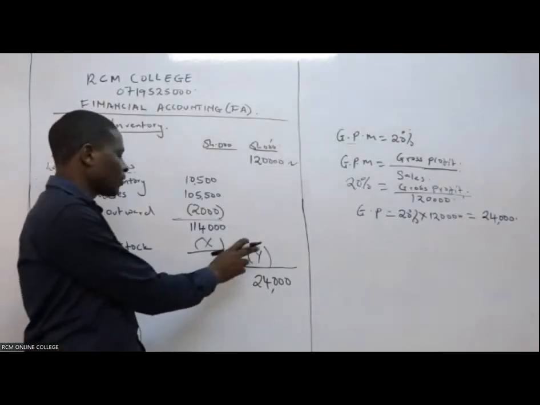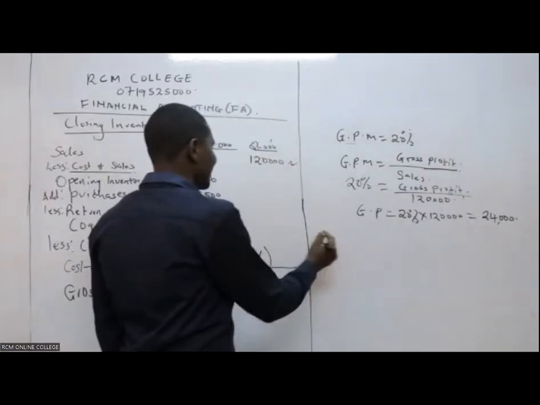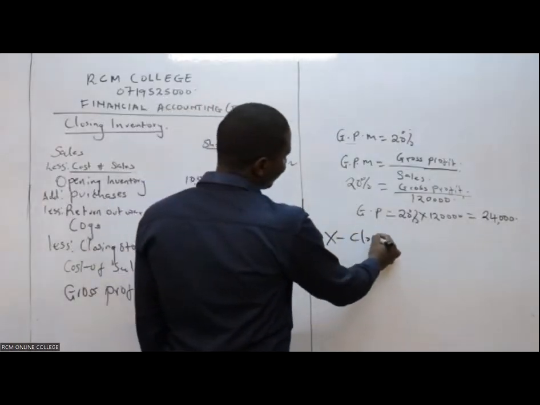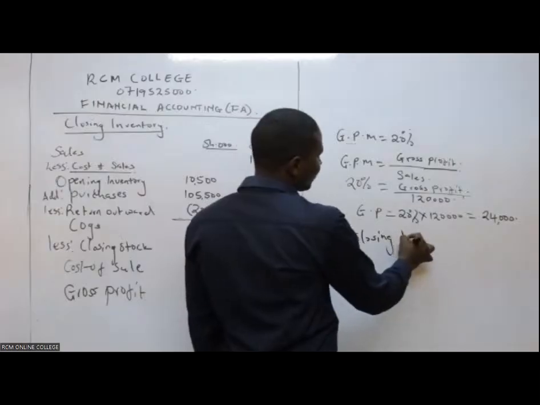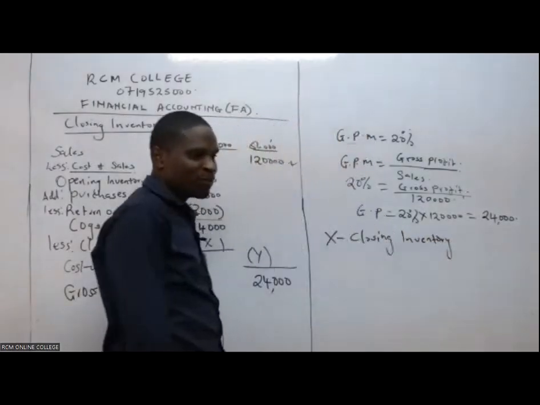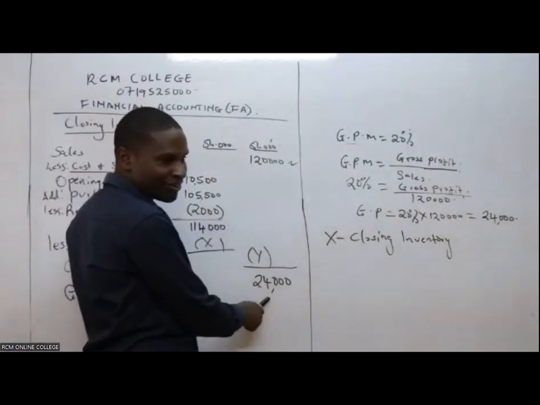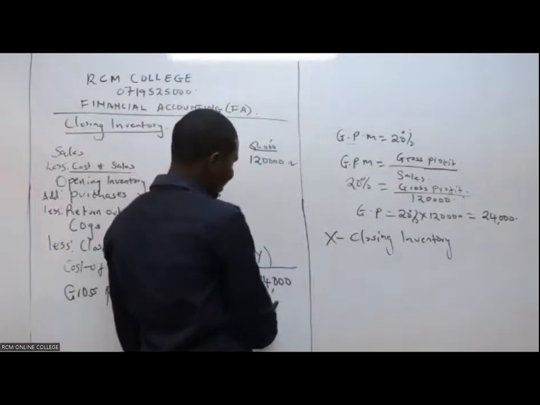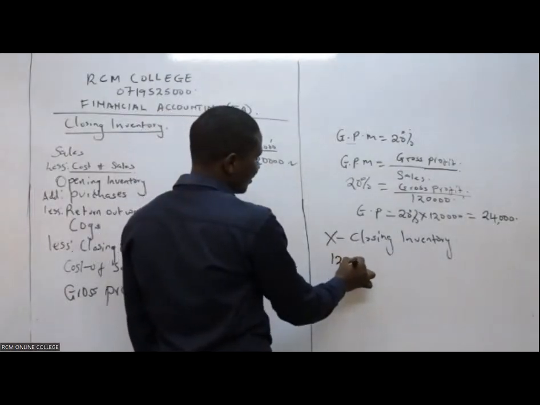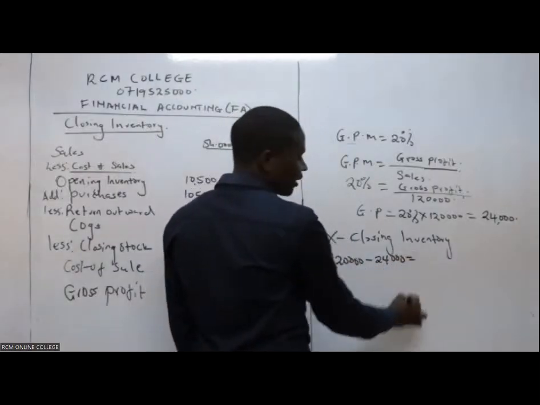In fact, that will be our cost of sale. And we are interested in getting X, our closing inventory. Somebody to get Y for us: it will be 120 minus Y is equal to 24. So it is 120,000 minus 24,000. That will give you what?